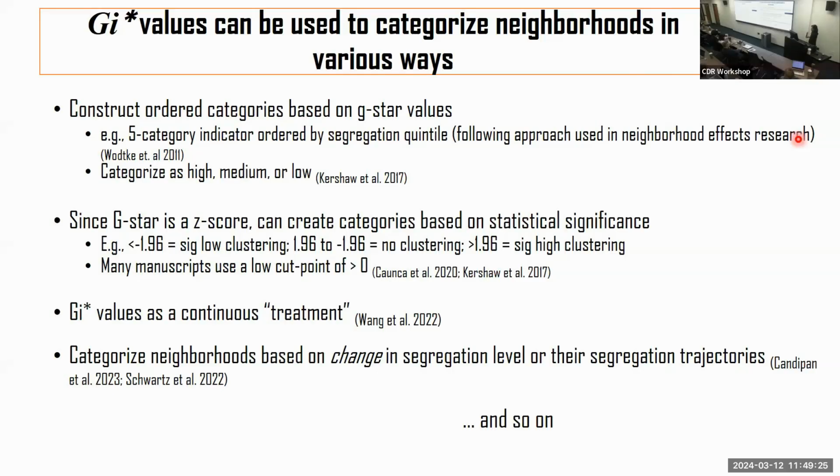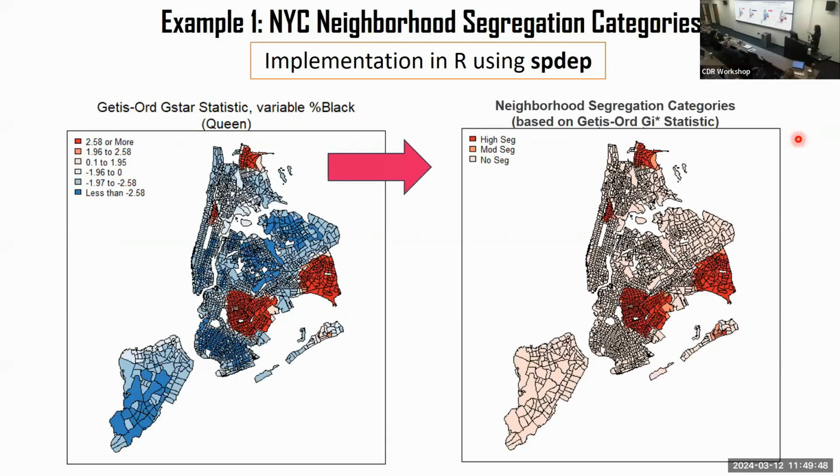We can also use the G-star values as a continuous variable for the treatment, as in prior work. And we can also use longitudinal data to categorize these neighborhoods over time, to track changes in segregation level, as I do, or look at their segregation trajectories. Just a couple of quick examples. If I were to categorize this as high segregation, moderate segregation, no segregation, this is literally taking the top two categories up here, sticking them into high and moderate segregation categories. Everything else is coded as no segregation.